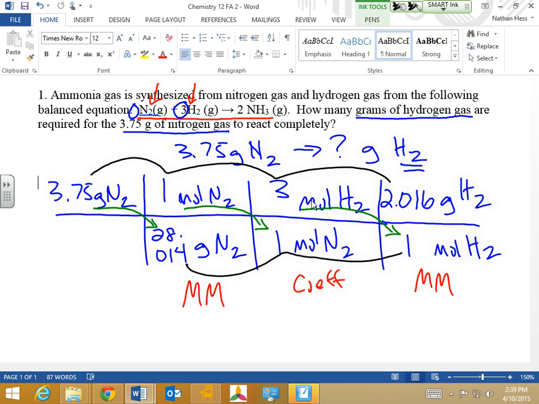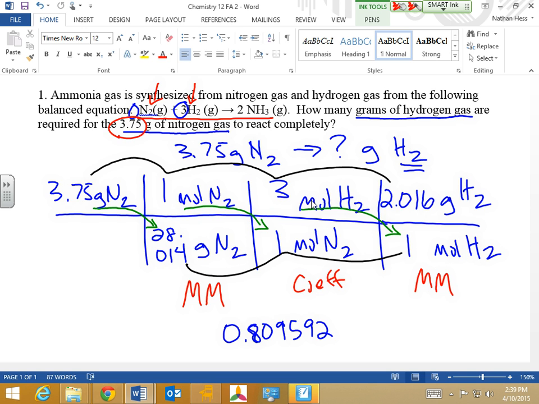And now we put the numbers into our calculators, multiplying this times this times this, and this times this, and then divide those two things. So 3.75 times 3 times 2.016 gives us 22.68. We divide that by 28.014. We get an answer of 0.809592. We look back at our original number right up here.